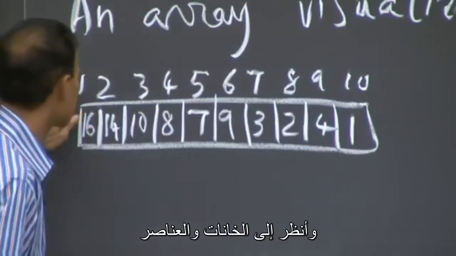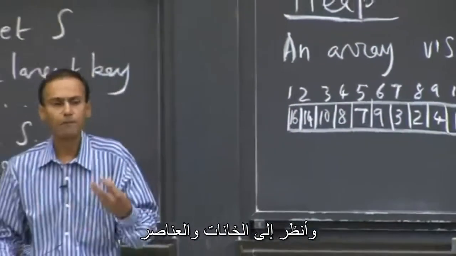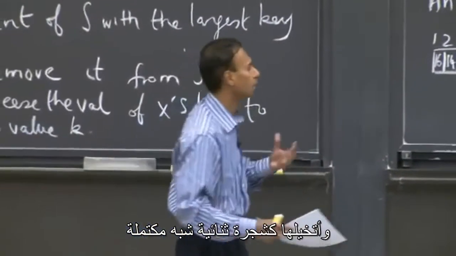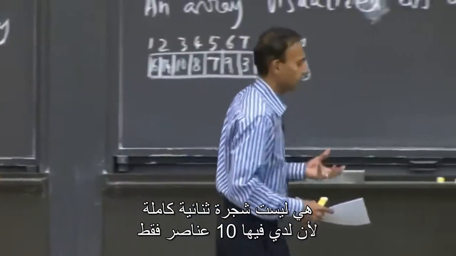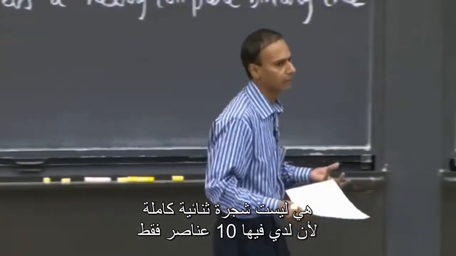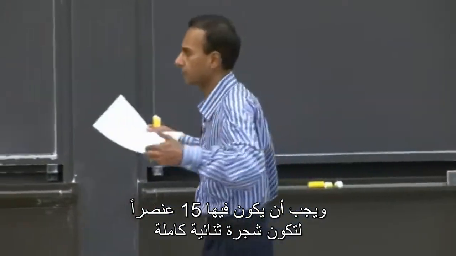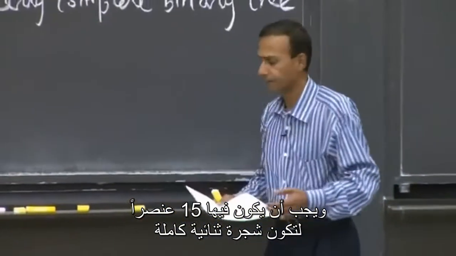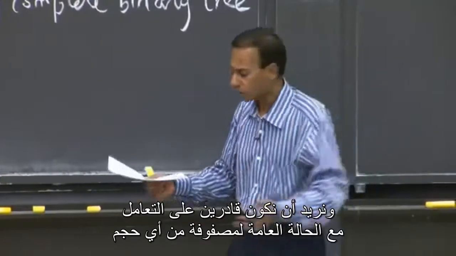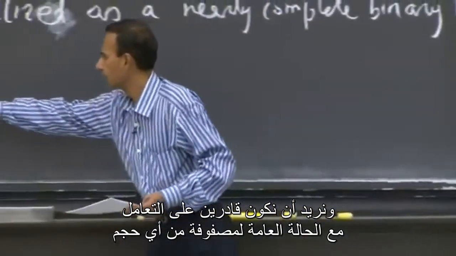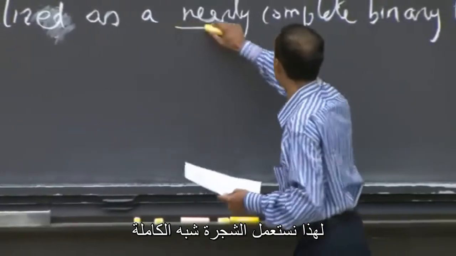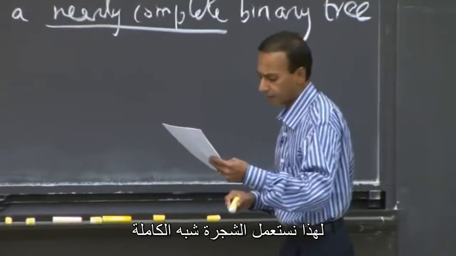And I'm looking at the indices, and I'm looking at the elements, and I'm going to visualize this as a nearly complete binary tree. It's not a full binary tree because I only have 10 elements in it, and it would have to have 15 elements to be a complete binary tree. And we want to be able to do the general case of an arbitrary size array, and so that's why we have a nearly complete here.